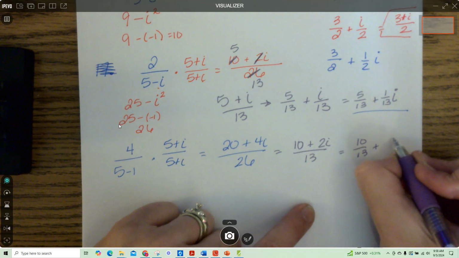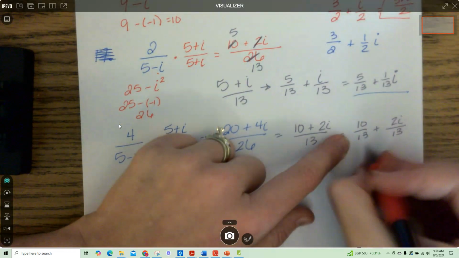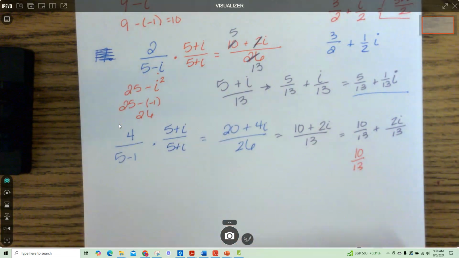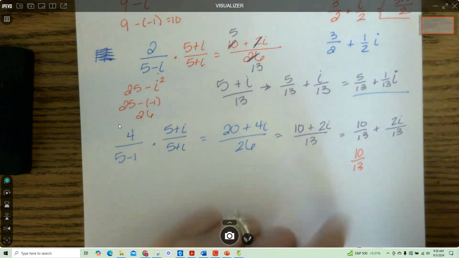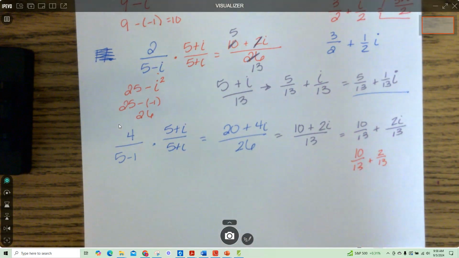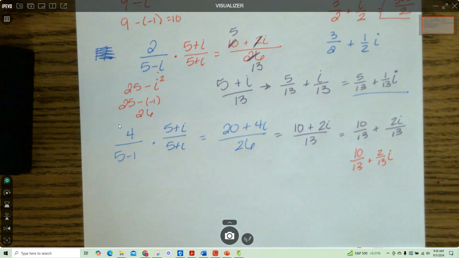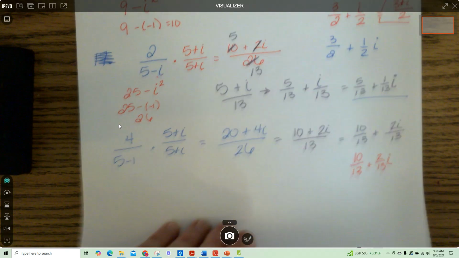Yeah, this is exactly what I was talking about. Plus 2i over 13, right? So this piece stays the same, but I can pull that i and I can pull that fraction apart. So I can write 2 over 13 as its own fraction and just smack the i onto the end. So you're just pulling the fraction and the i apart.